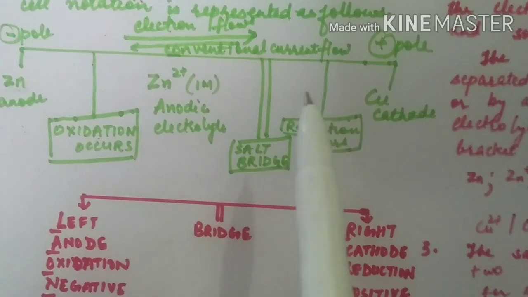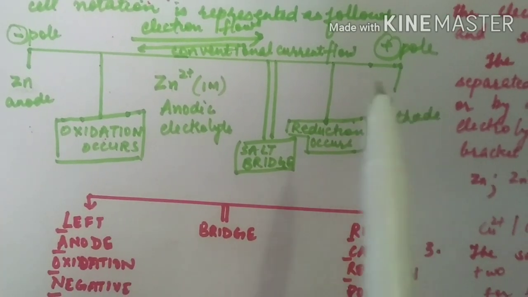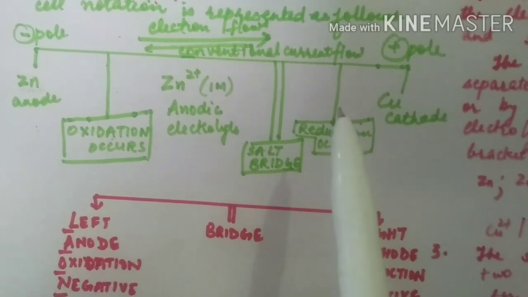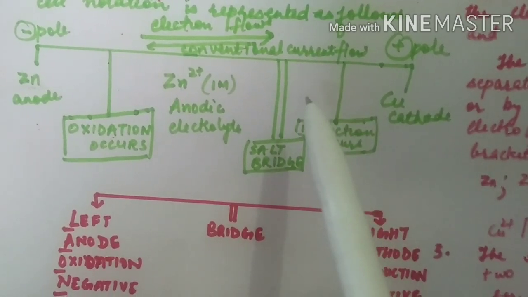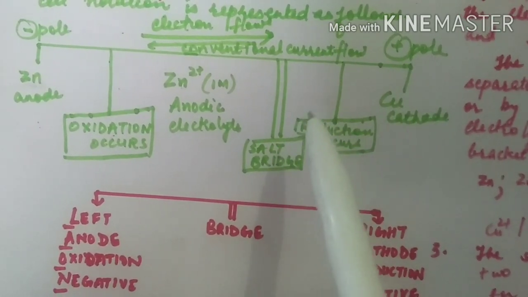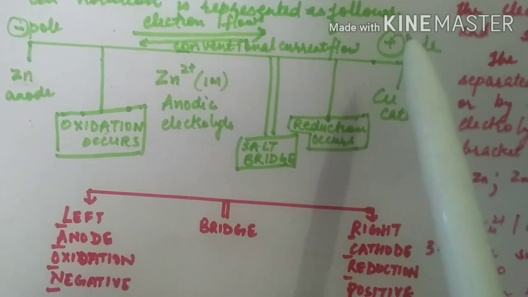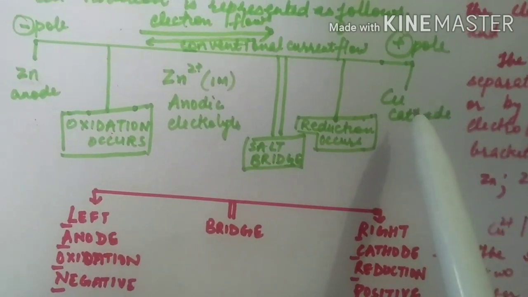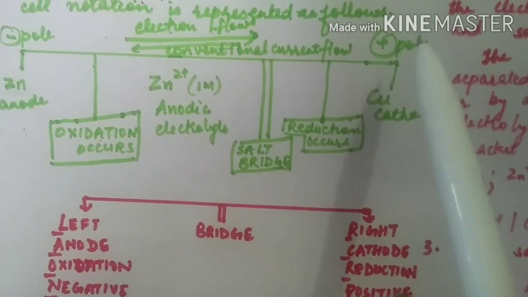Then we write down double lines for salt bridge. Then the ions over here, for example copper ions with their concentration, and then we put this metal copper. This is assigned the positive charge.